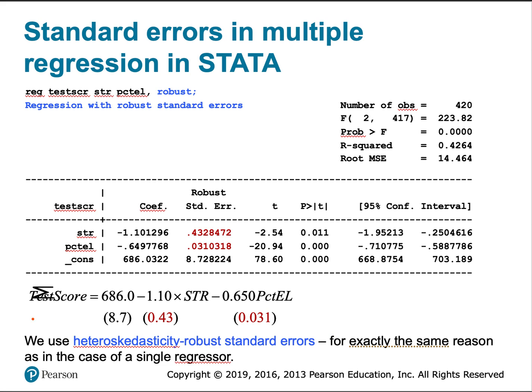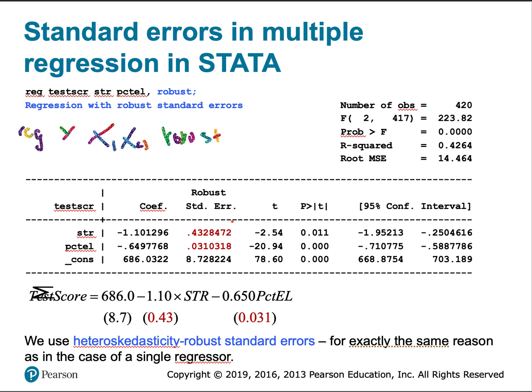Let's look at the regression results. We regressed test score on student-to-teacher ratio and percent learning English, robust. So we're regressing with robust standard errors. This is the familiar format where we regress y on x1, x2, and so on and so forth, robust.